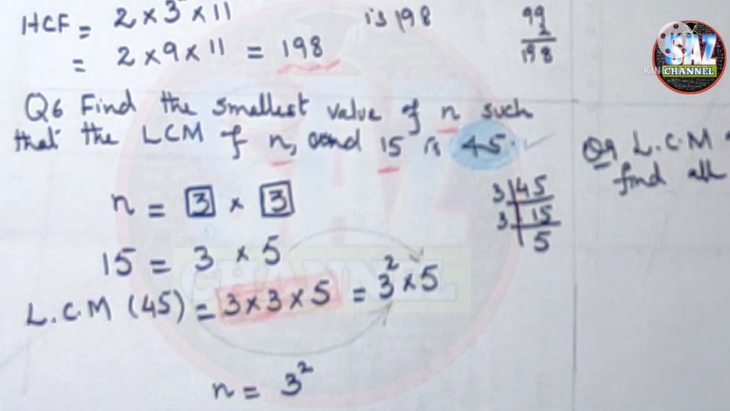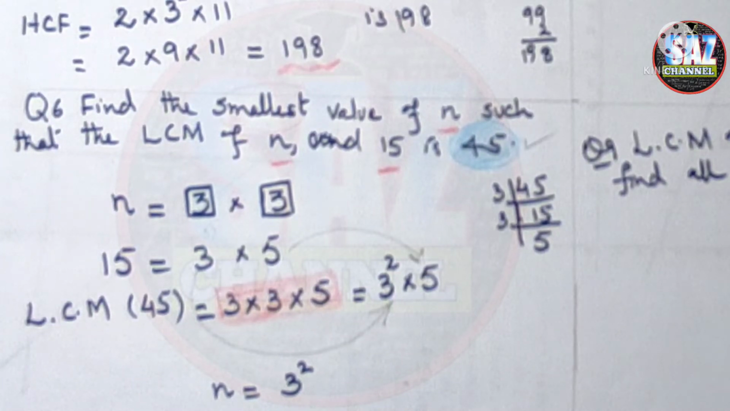I hope, students, you are really clear how I am deciding the smallest value of n, which makes the LCM of that number and 15 equal to 45. Okay, moving to the next question.